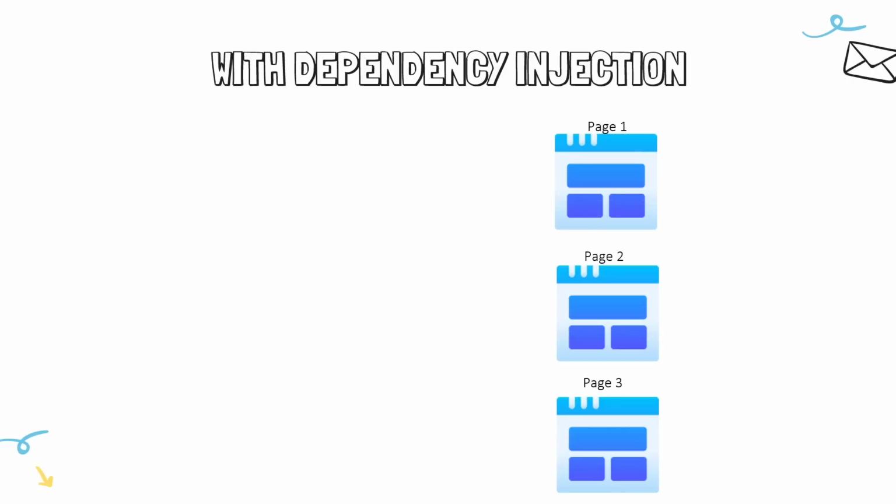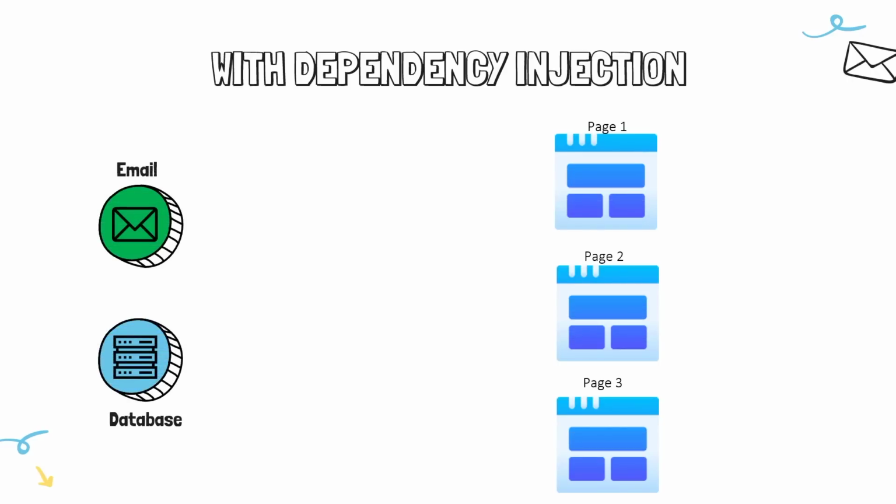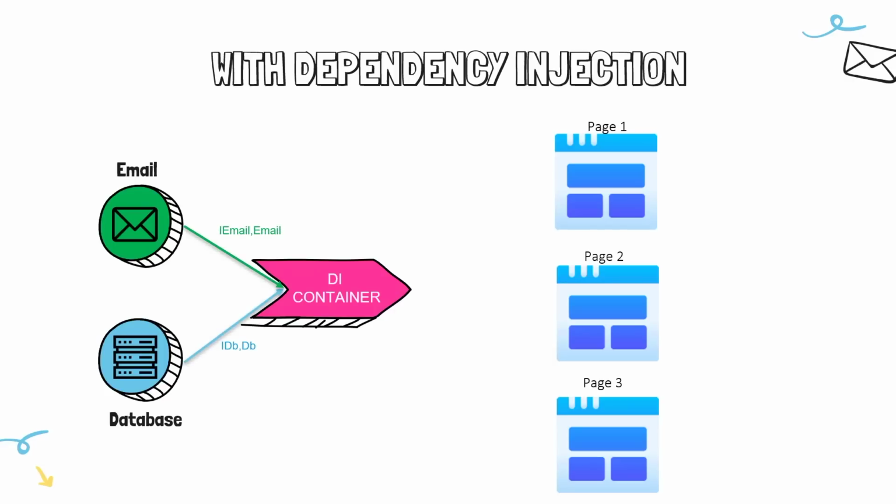First, let me show how this scenario would look like. Again, we will have the 3 pages, and we will have email and database functionality. These are the common things that we had before as well. But now we will have something special, which is the dependency injection container. So as you can see, we have got our dependency injection container that will have an IEmail and an IDB interface and its implementation. So inside our container, we have the implementation of the IEmail interface and the IDB interface.